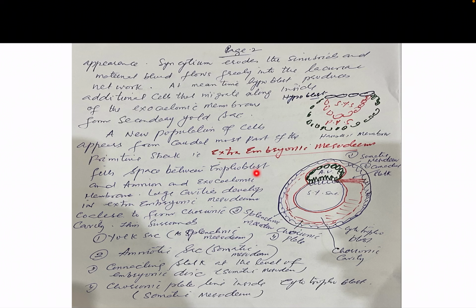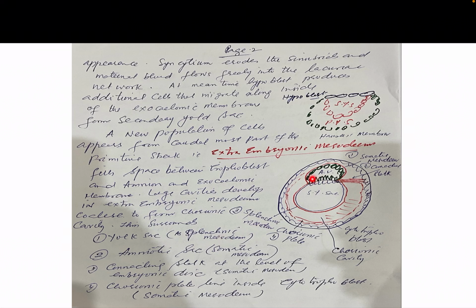The extraembryonic mesoderm fills the space between the trophoblast, the amnion, and the exocoelomic membrane. This is the exocoelomic membrane, the term meaning the membrane bounding the secondary yolk sac. Large cavities develop in the extraembryonic mesoderm, which coalesce with each other to form the chorionic cavity. Now this surrounds number 1, the yolk sac, and the name given is splanchnic mesoderm.